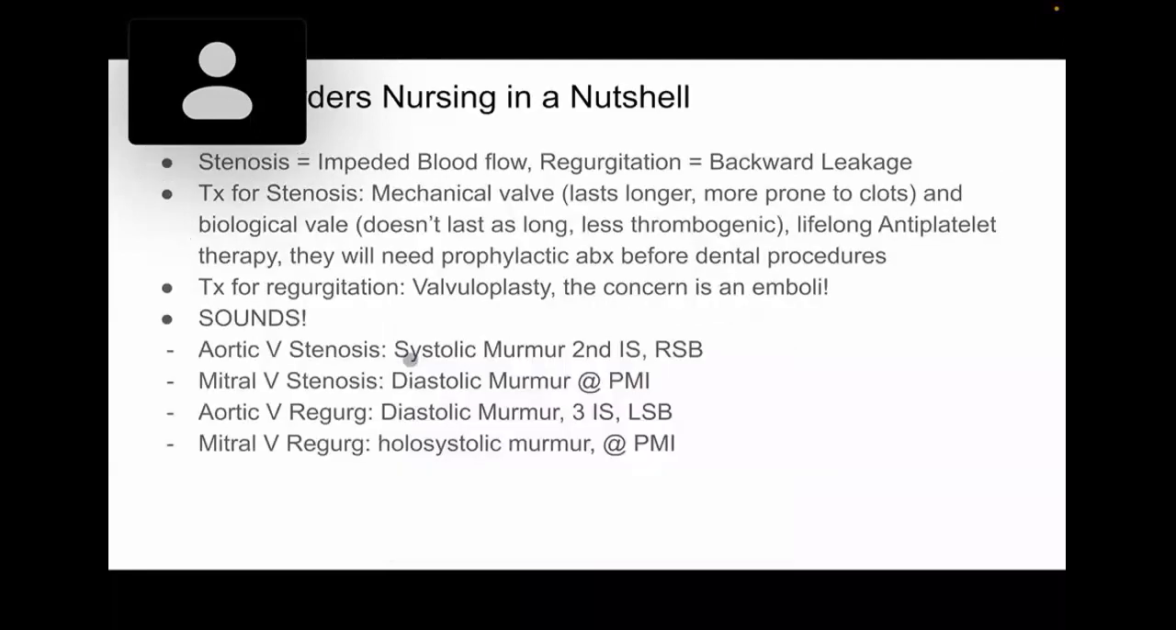Alrighty, this seems like everyone's favorite. Every semester I teach valve disorders. I really wanted to break it down super easy for you guys. But essentially we've got stenosis and we've got regurgitation. With stenosis, blood flow is impeded. With regurgitation, we've got backward leakage. Okay. The treatment for stenosis is going to be valve replacement.